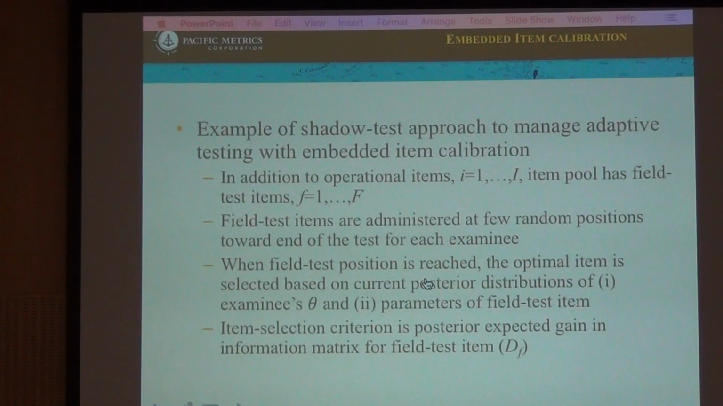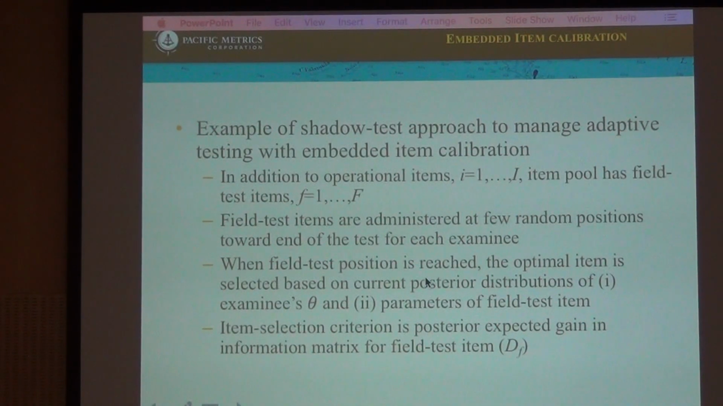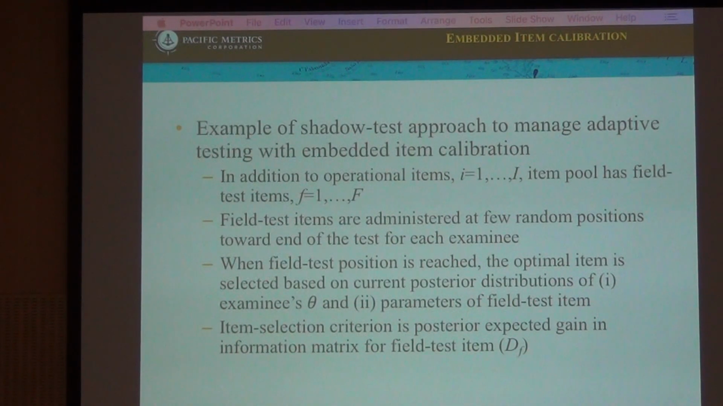But let me just give you an example of a shadow test approach to manage adaptive testing with embedded item calibration. So we now have a double focus. We have a subset of operational items in the pool we use for the candidate, and we have a subset of field test items that are new, might have already been partially calibrated, but we want to update their parameters.